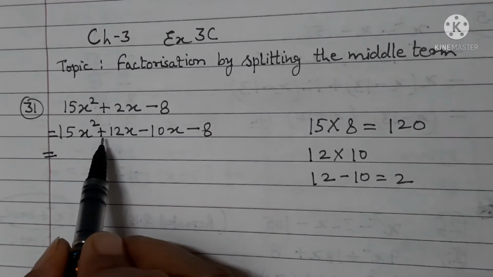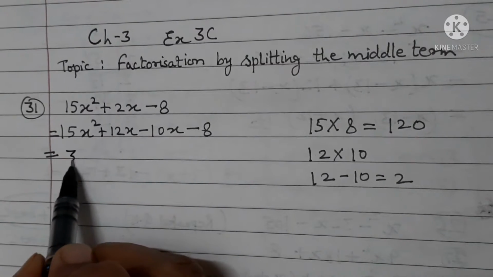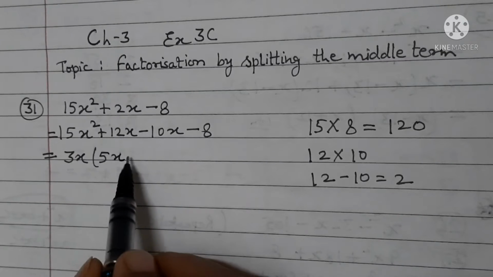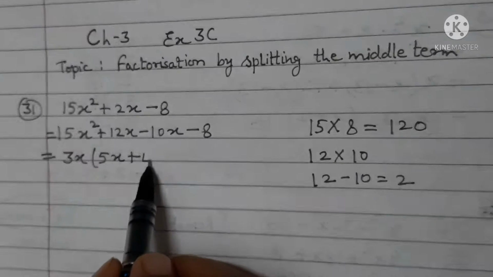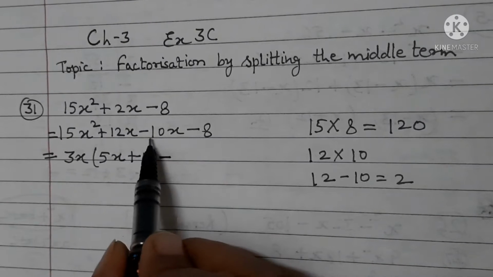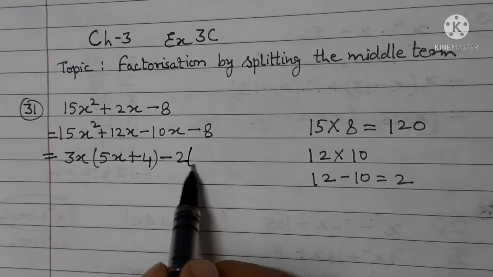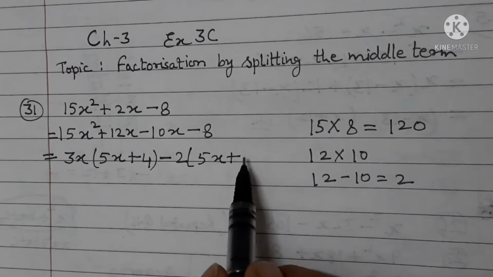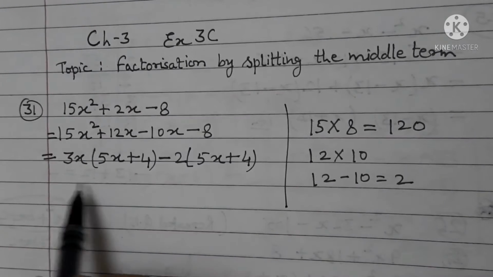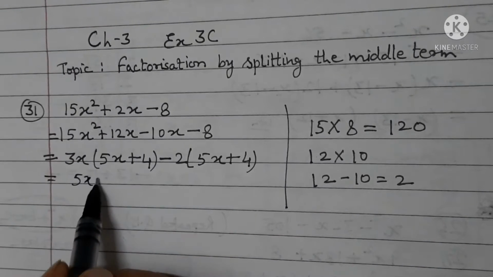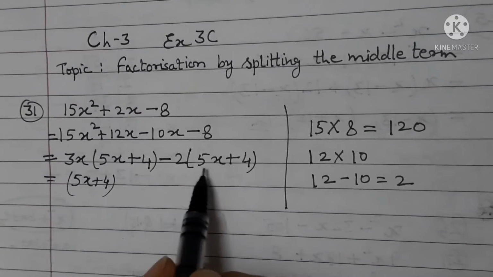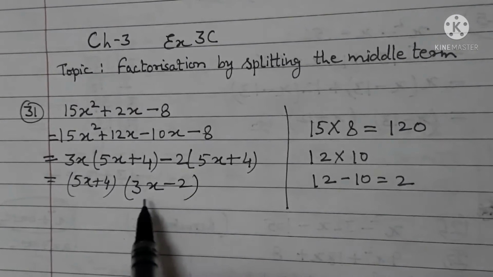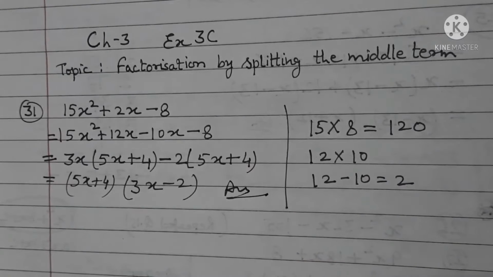Now take common 3x. Here 3 5s are 15, so 5x + 3 4s are 12, so 4. Take minus common and 2 common. So here 2 5s are 10, 5x + 2 4s are 8, so 4. Now 5x + 4 is the common factor from both terms, and here 3x − 2 is the other factor. This is the answer. Next question.